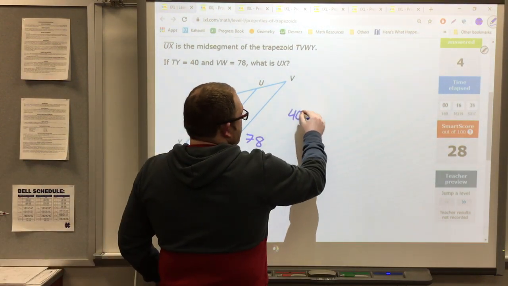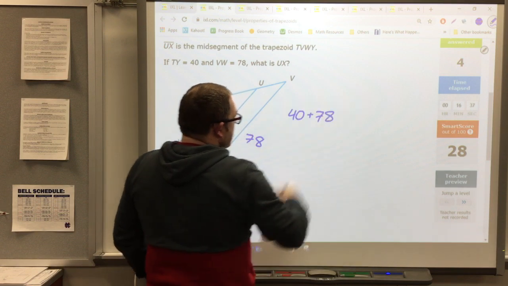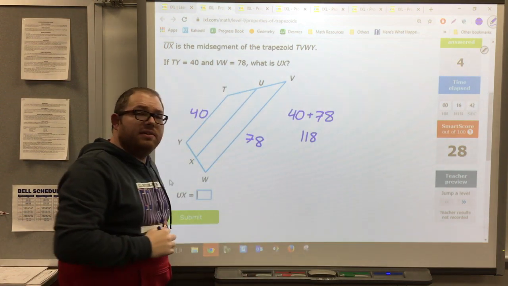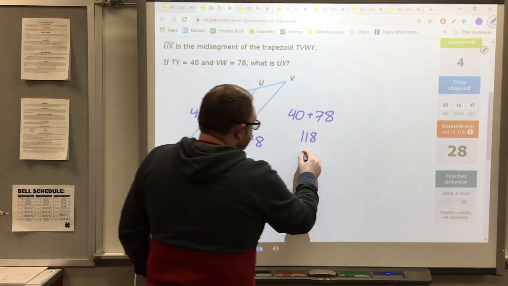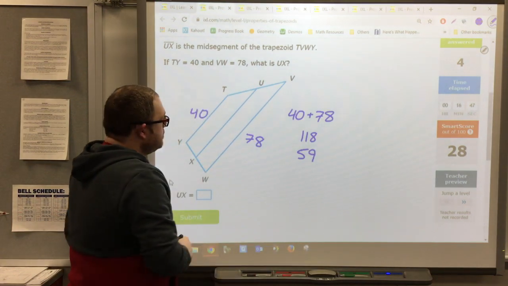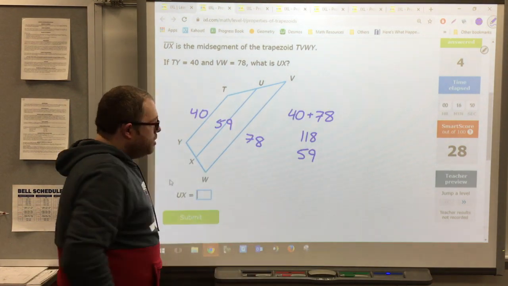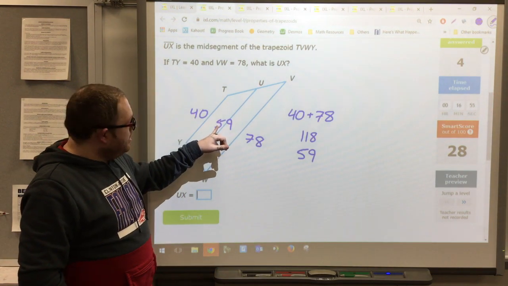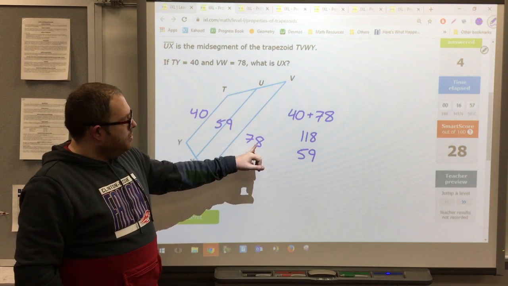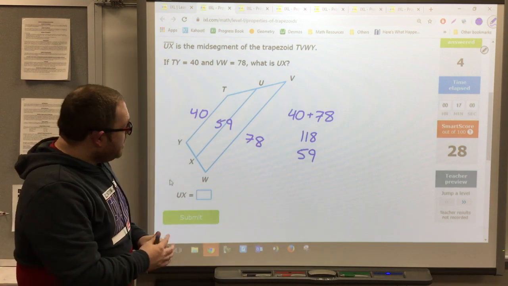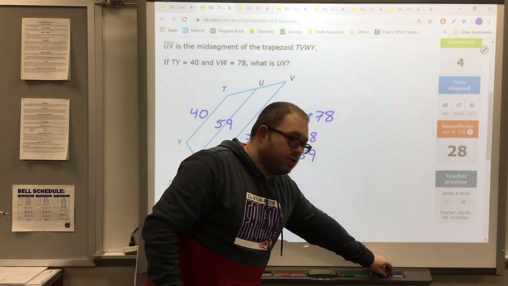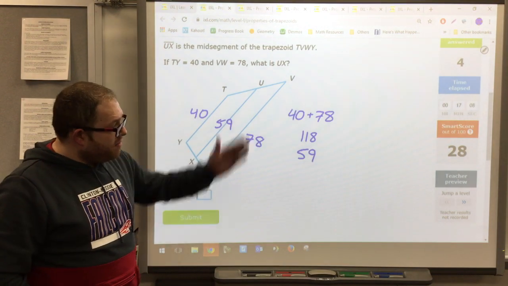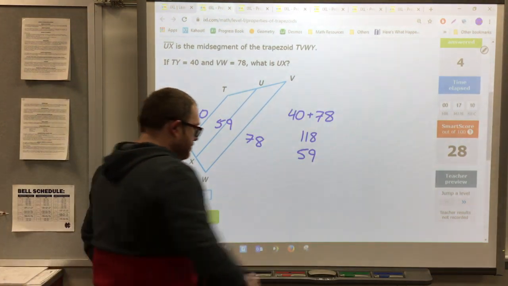Take 40 plus 78, which is going to give me 118, and then divide by 2. You can do some mental math to check. That means I add 19, and if I add 19 more, yep, that looks like it works. So the mid segment of this trapezoid should in fact be 59. Again, I'll type that in so we can verify that our score goes up.